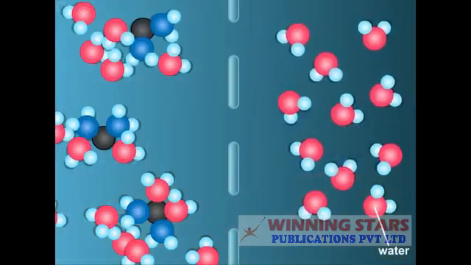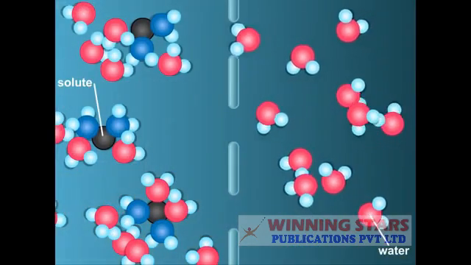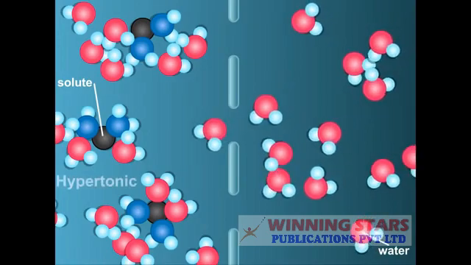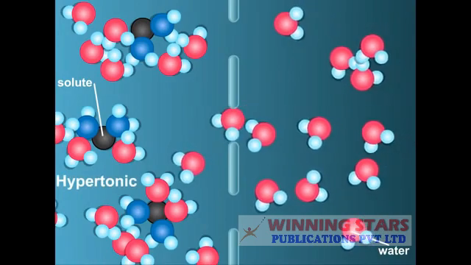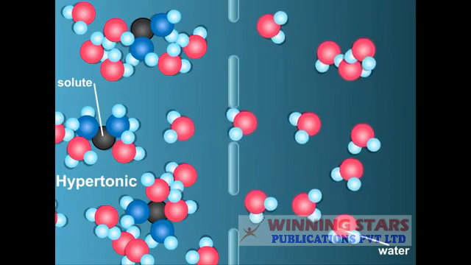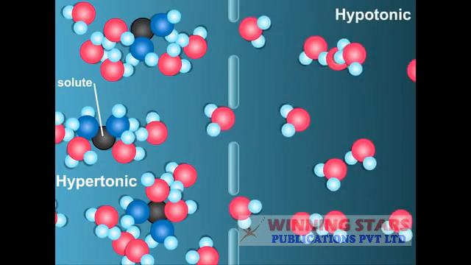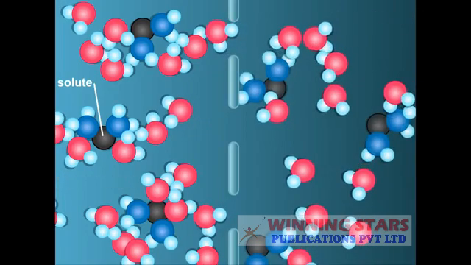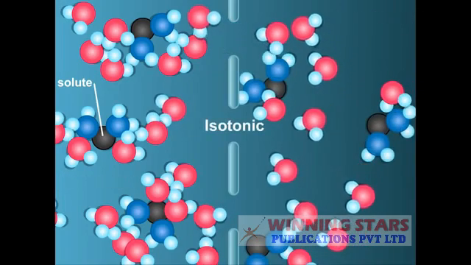If two solutions have unequal solute concentrations, the solution with the higher solute concentration is hypertonic, and the solution with the lower solute concentration is hypotonic. If the solute concentrations of the two solutions are equal, the solutions are isotonic.